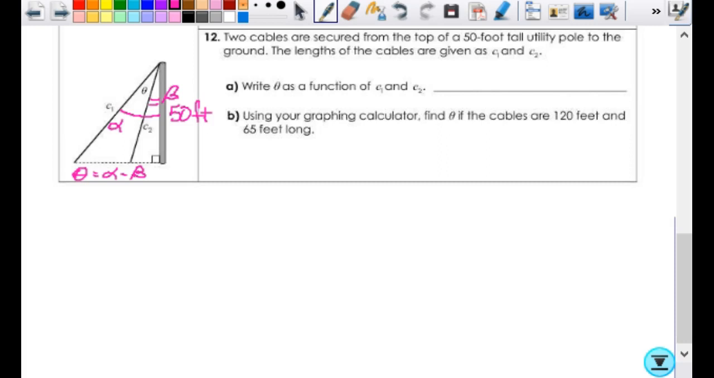You agree with that? All right, so we're not going to do the B part, so I'm going to use this part to do the work so that y'all can see it. But so I would say for alpha, I would do the, let's see, what are we doing? It's going to be adjacent and hypotenuse, so it's going to be the cosine of alpha is equal to the adjacent, which is 50 over C1.